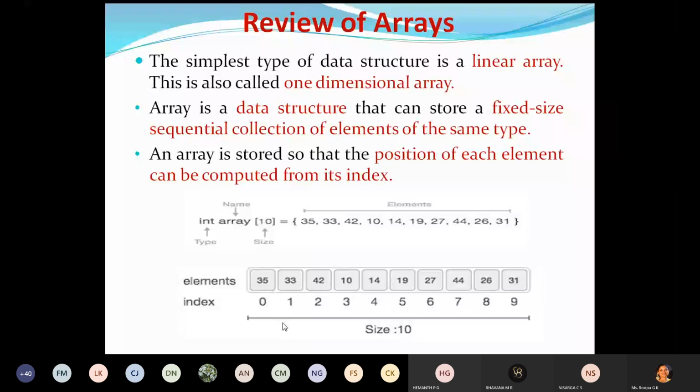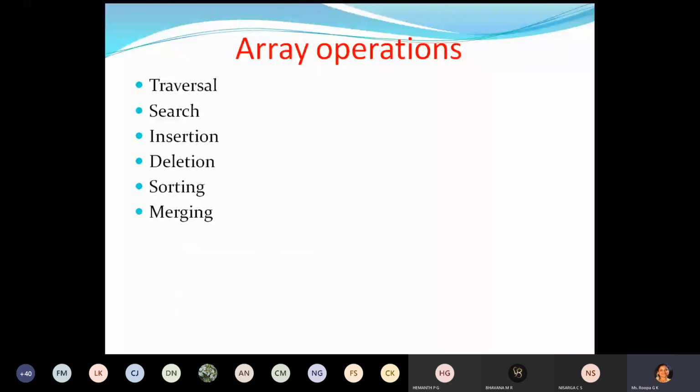Fine. Now, array operations. What are the different operations that can be performed on the array? As I told you earlier, the first one is traversal. Traversal means accessing each record exactly once so that certain items in the record may be processed. Processing of the data is nothing but traversal. Sometimes we also call this traversal process visiting the record.